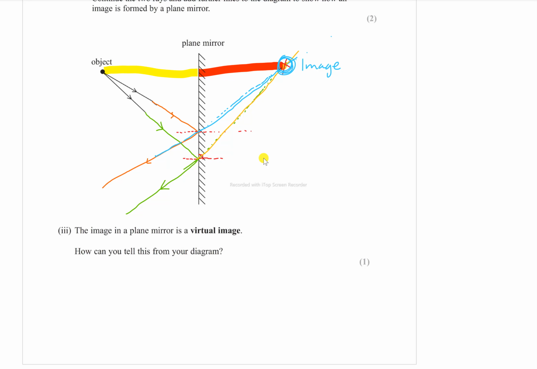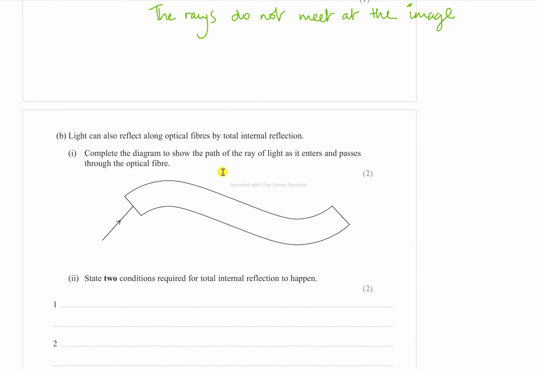The image in the plane mirror is a virtual image. How can you tell this from your diagram? Rays do not actually meet at the image. So look, these are the rays, and at the virtual image here, these rays are not meeting because they're over here. So we can say the rays do not meet at the image. Right, okay.